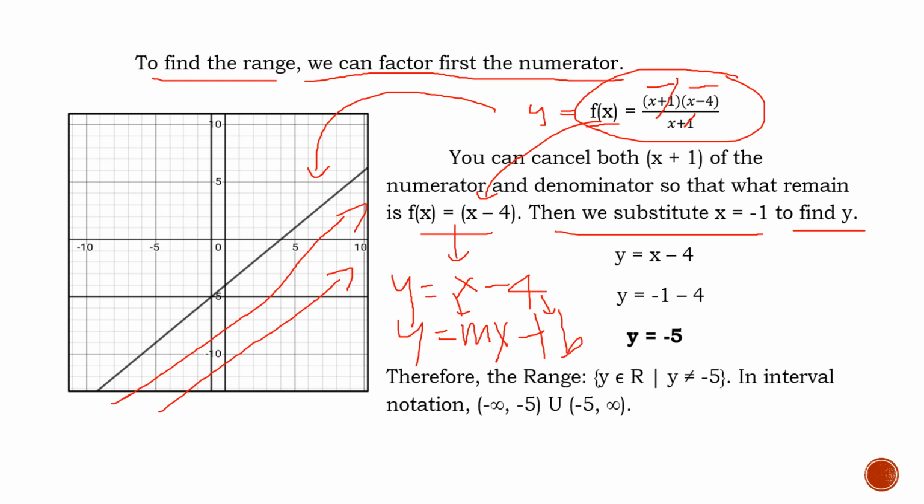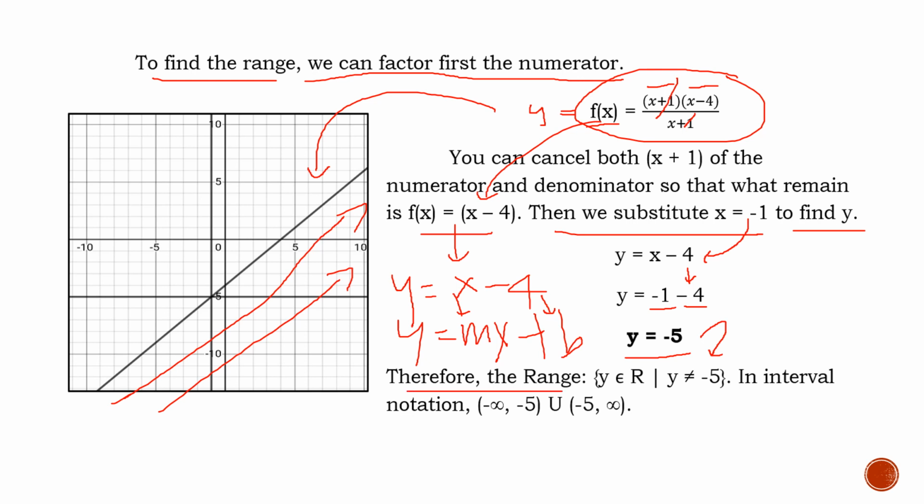Now, in finding the range, since there is a given value of x that we're going to exclude for all the possible values, then we really need to substitute this negative 1 to our simplified form of your rational function. So we substitute negative 1, it becomes negative 1 minus 4. So we copy this negative 4. So it becomes y is equal to negative 5. Then we're going to exclude this negative 5 as a value of your y in this case.